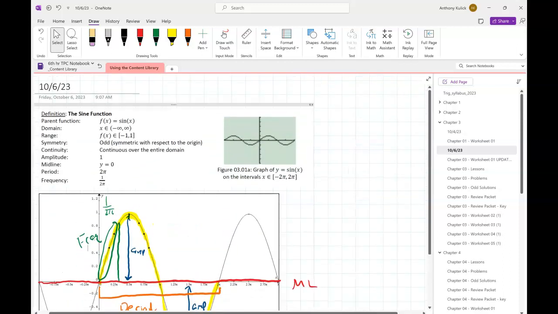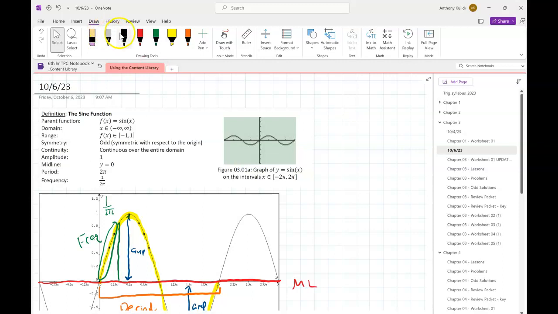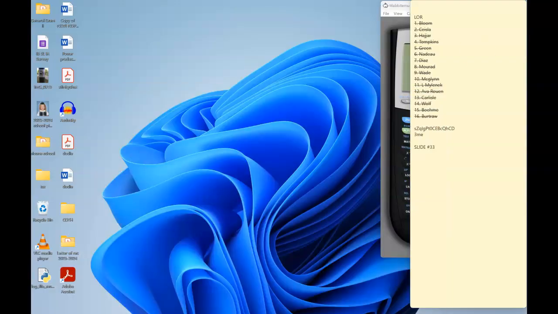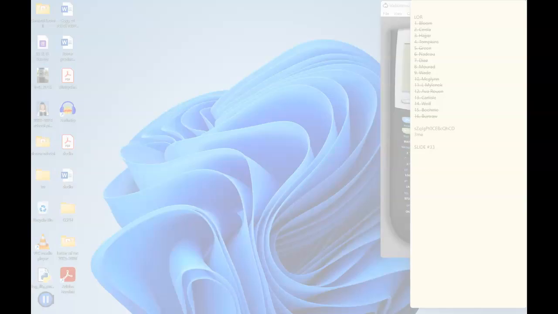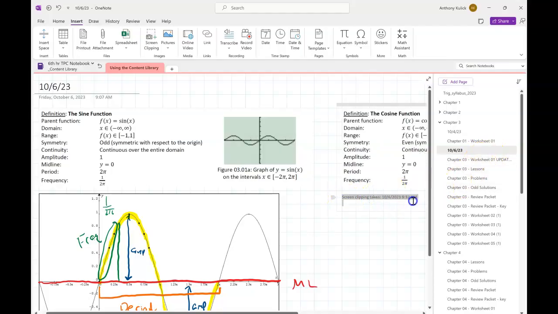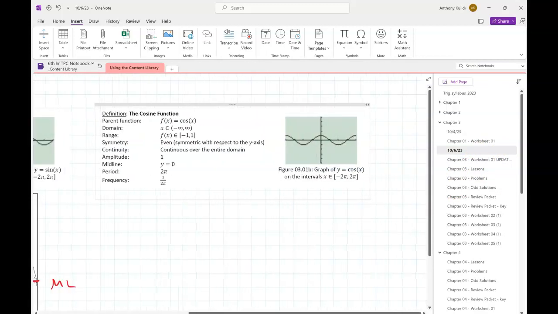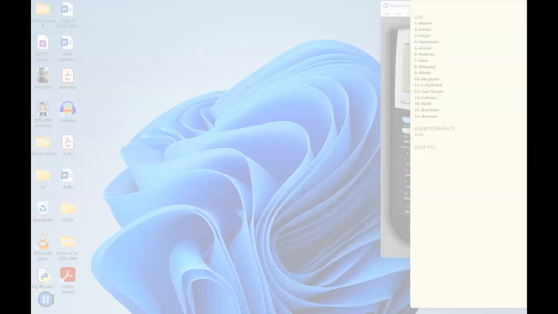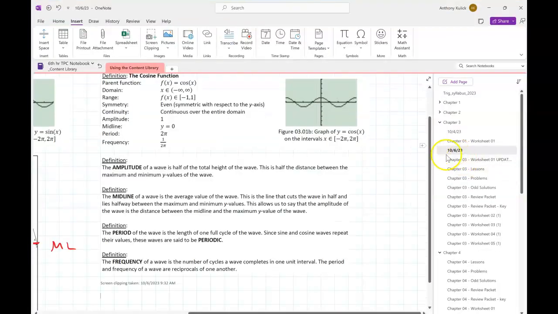I'm going to do the same info drop for cosine now, and then I'm going to write up the definitions for amplitude, midline, etc. So I'll get that all in here, all together in one place.